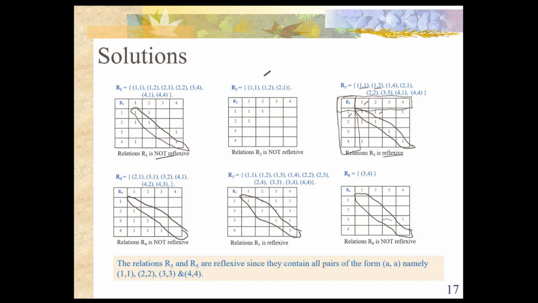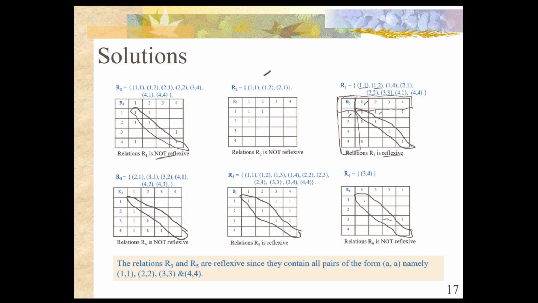Now, to think about this solution: if the question asks you to draw the matrix, obviously you need to draw it to get full marks. But if you just need to determine whether it is reflexive or not, there is actually a shortcut to that. Do you notice it or not?